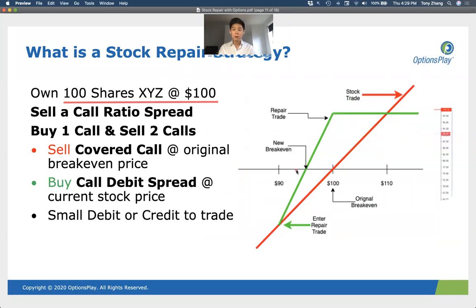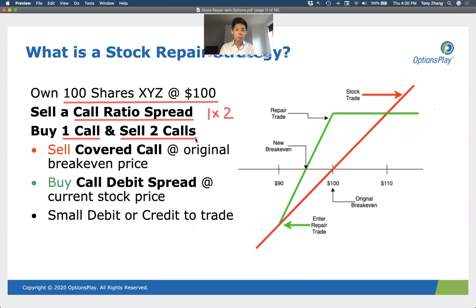This is where it gets, especially for someone who's relatively new to options, very confusing, but I'll try to break it up in different ways to make it a little easier to understand. What you're effectively doing when you put on a repair strategy is selling a call ratio spread. You're selling a 1/2 ratio spread. I know ratio spreads are a little confusing. So instead of thinking about it as a ratio spread, think of it as buying one call option, and in exchange for that, at the same time selling two call options.